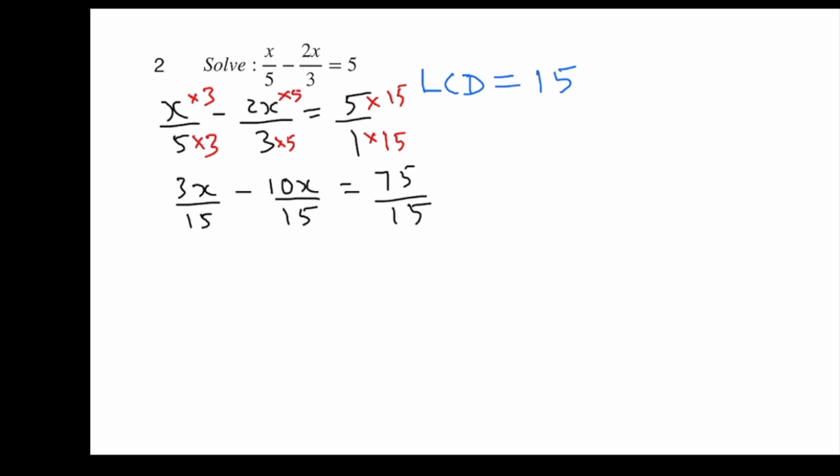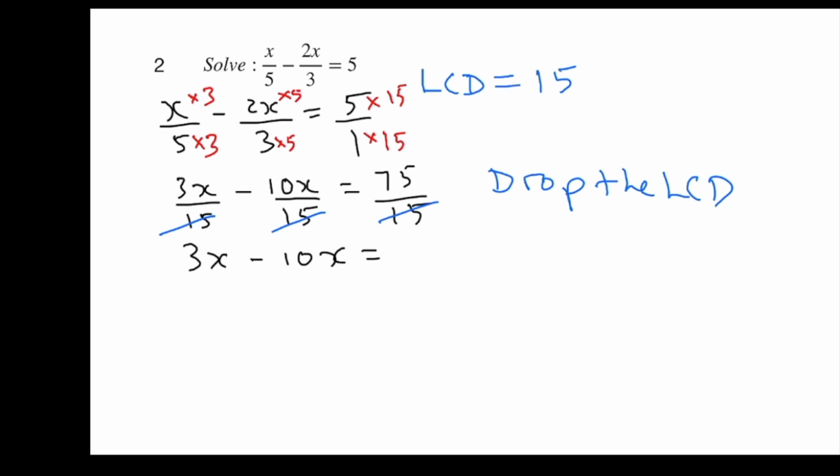Okay. Because this is an equation, and this particular equation is a fractional equation with a lowest common denominator of 15, what we can do with the 15 is to just drop that lowest common denominator there. So drop the lowest common denominator. The easiest thing is to just cross them out like that. And so you remain with your numerator 3x minus 10x, which is equal to 75.